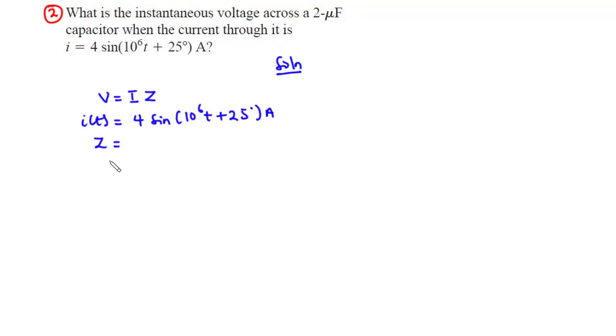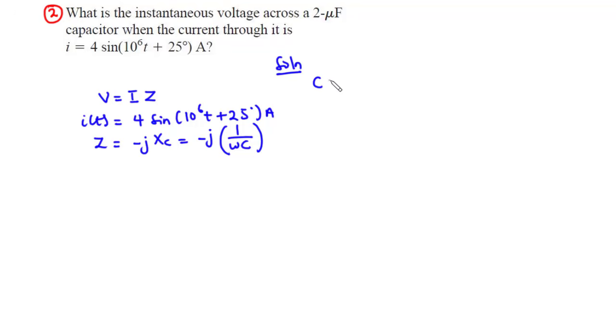Now looking at this question, you realize that this circuit is a purely capacitive circuit because we have no value for R, neither do we have any value for L. Therefore, the impedance of this circuit is given as negative j times XC, and that is equal to negative j times 1 over omega C. So let's substitute the values of omega and C in here to find the value of Z.